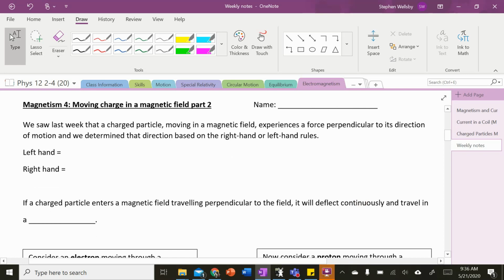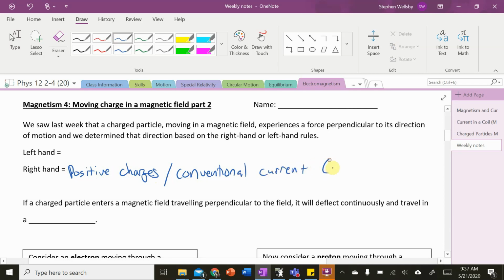And we saw that it was very similar to current. In fact, we could use the right-hand rule again. Remember, we'd use a right-hand rule if we were talking about movement of positive charges, or if we were talking about conventional current. And remember, conventional current is the idea that charge flows from the positive to the negative end of a battery. So that's what we use our right-hand rule for.